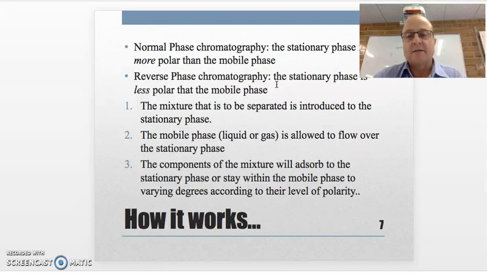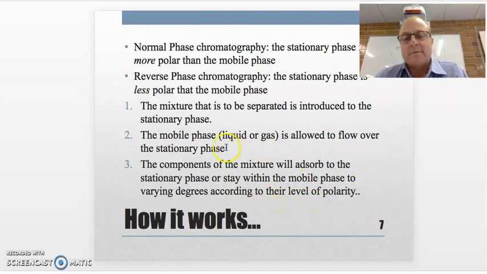Most cases, it's a liquid that will flow across the stationary phase. When this mobile phase does flow across, and in fact through, the stationary phase, the components of the mixture will adsorb to the stationary phase or stay within the mobile phase to varying degrees according to their level of polarity.